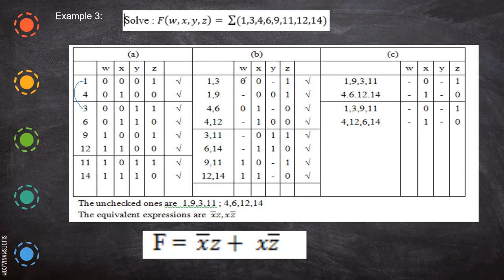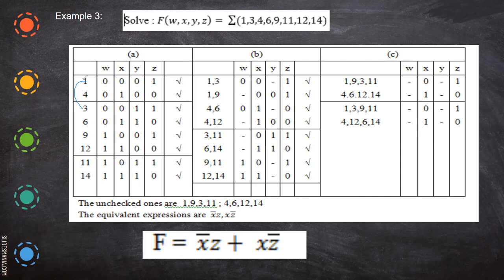Zero, you write as such. Then zero, you write as it is. Zero to one, you write with an underscore. Then one to one, you write as such. Now, since 1 and 3 are included, we mark them with a check mark. And next to this, we write the combination 1 and 3, because that is the pair we have taken.